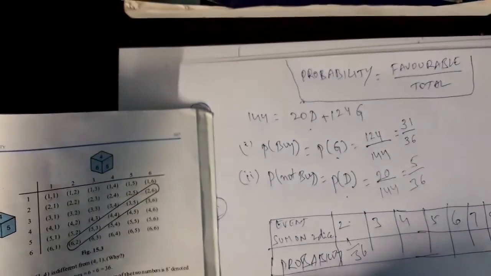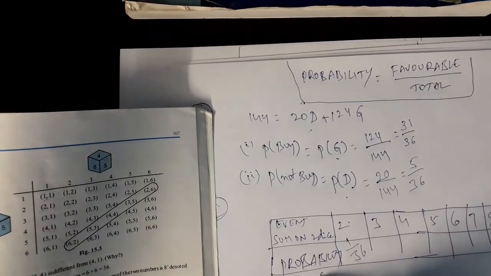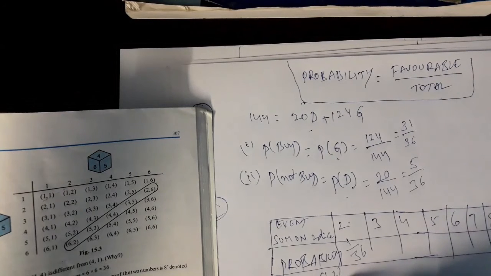In the same way, you tell me the probability of sum 3. You can write now. First one may be 1. If first one is 1, second one should be 2.